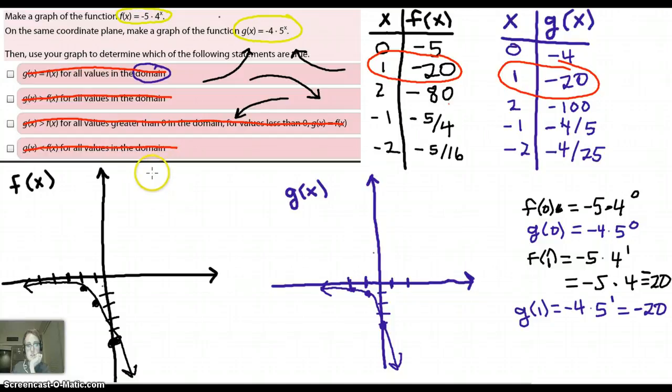So something we could say is that f of x is greater than g of x when x is bigger than 1. So we have to select our own answer here because none of these were true.